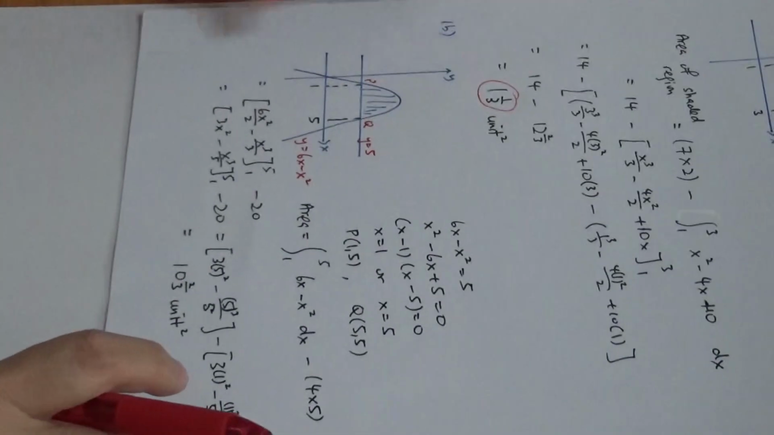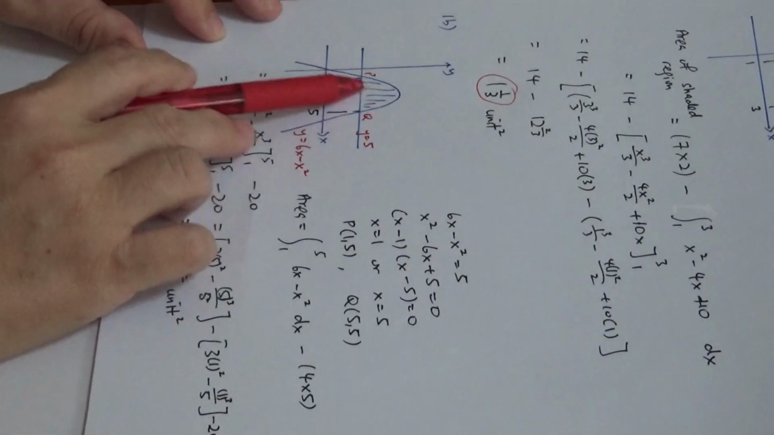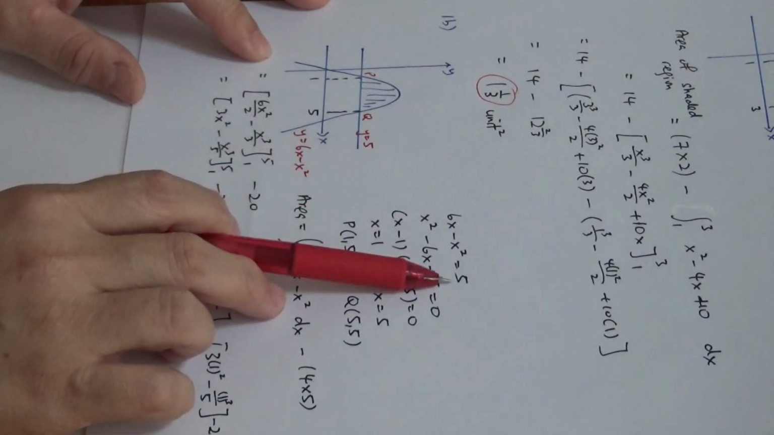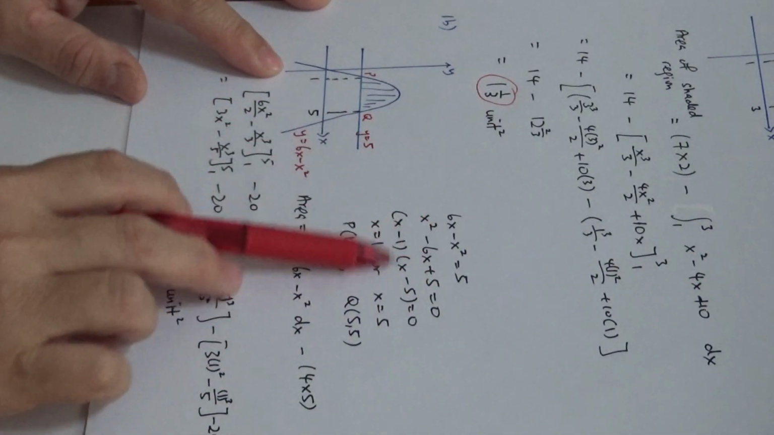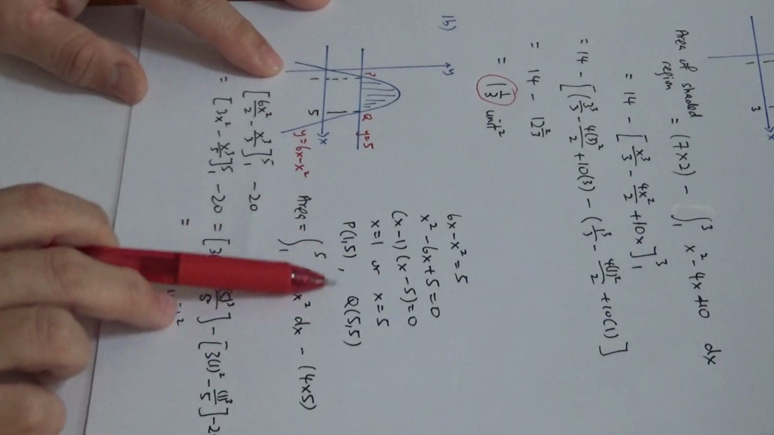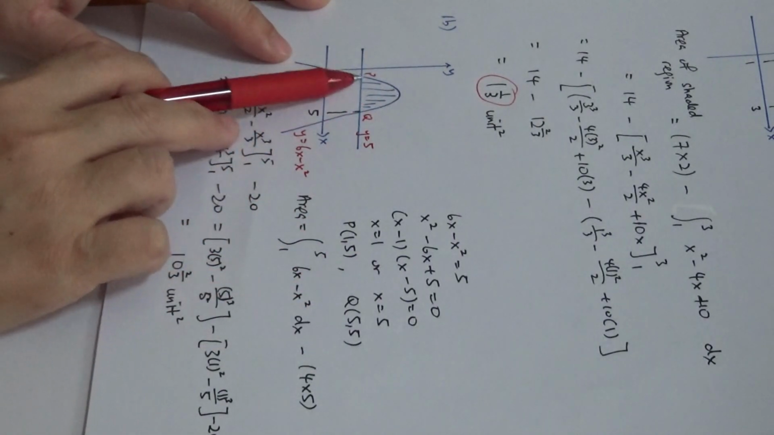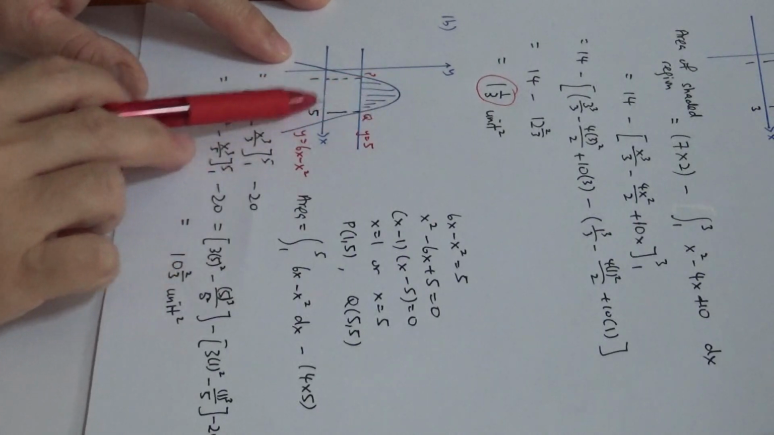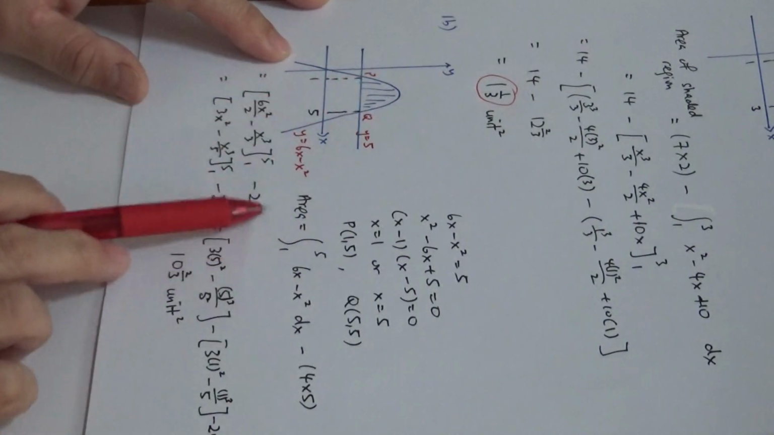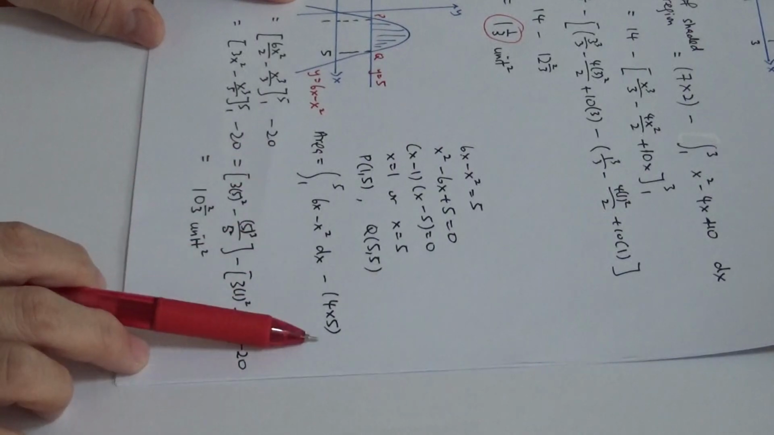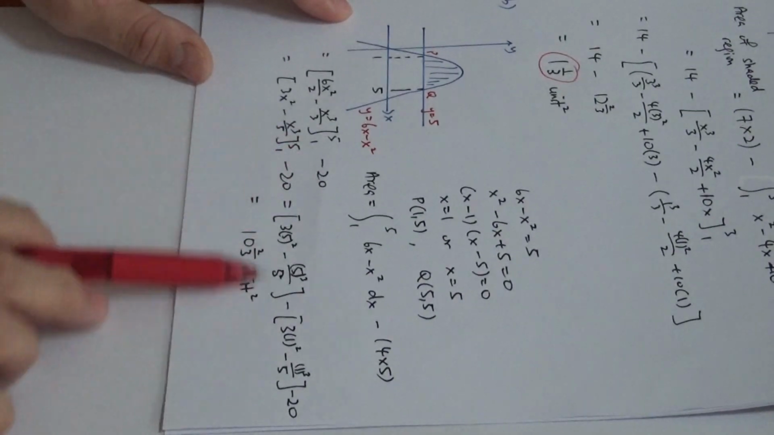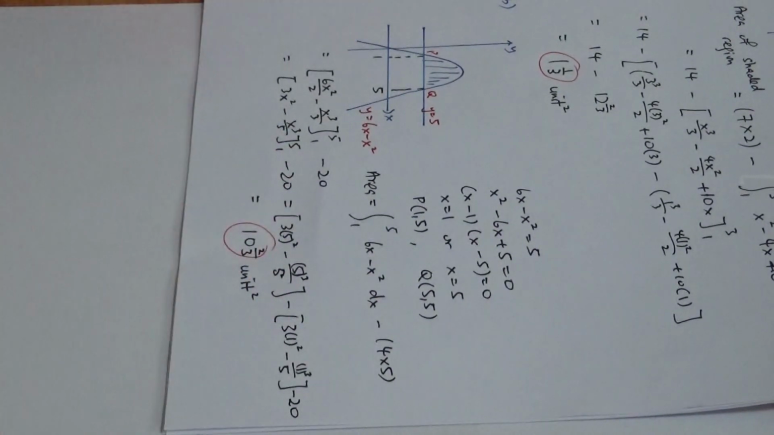Alright, now next, 1b. I need to find the area of this particular region. Okay, I solve simultaneously. I get P as 1 and Q as 5. Now in order to find this particular shaded region, I need to take area under the curve minus this rectangle. So area under the curve minus rectangle, I manipulate, I will get 10 2/3 unit square.